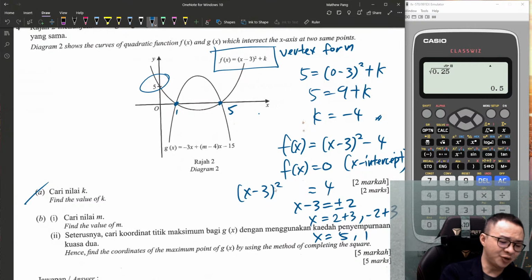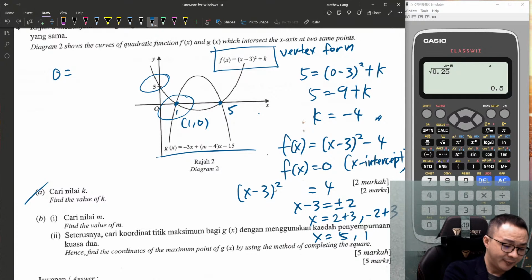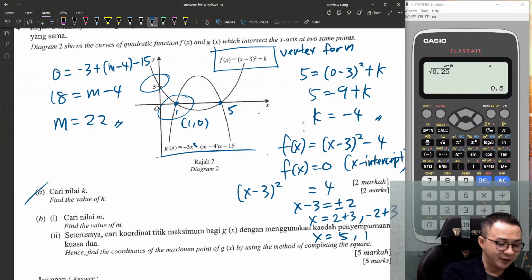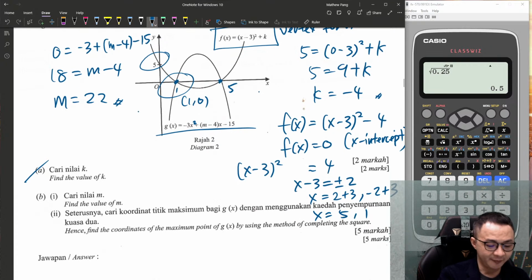So I want to find m. I use either one. I use this one. This coordinate is still (1, 0), right? I got to sub into the g(x) here. g(x) is 0. My x is 1. So 1 I can straight away substitute in. This one should be 3x squared. I think they got a typing error. This one is negative 3x squared, or else it will not get the quadratic graph. It's actually linear if everything is x power 1. Okay. Plus (m minus 4) times 1 minus 15. So minus 15 minus 18. So 18 equals m minus 4. m equals 22. Done. Yeah, I think this one is 3x squared if not mistaken.